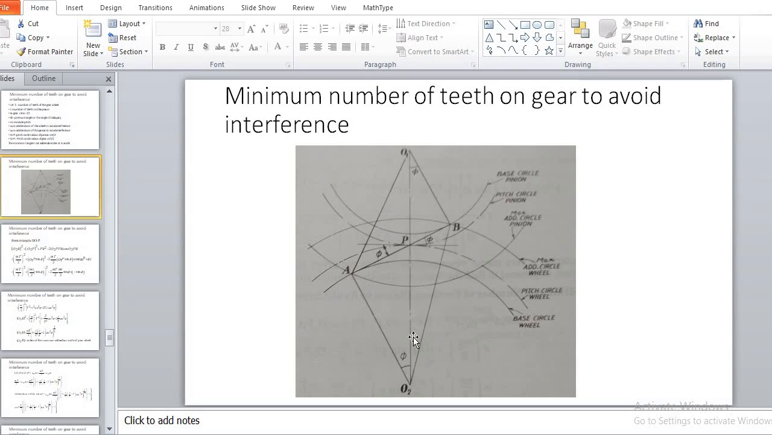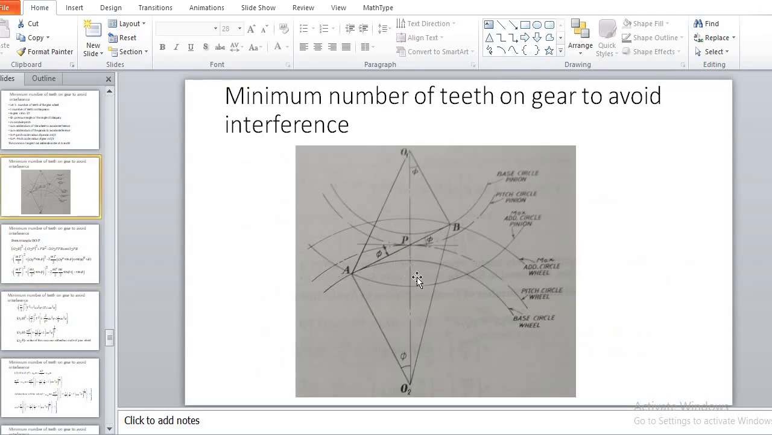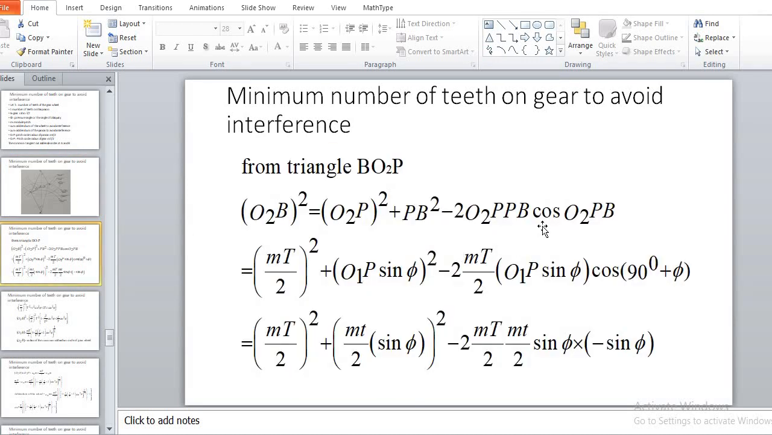Now the summation of the squares of these sides, O2P square plus PB square, minus 2 times O2P times PB times cos of the angle between these two sides. The angle between these two sides is O2PB, so we take the cos of O2PB.